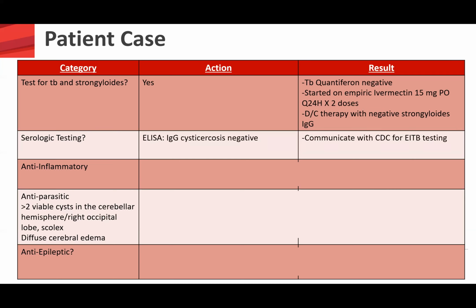Yeah, so ELISA is the one that we do have more easily performed at the hospital, but it has poor sensitivity and specificity. So it's not preferred by the CDC. We actually did the ELISA test for this patient, and the IgG was negative. But then when we communicated with the CDC for EITB testing, that came back positive. In terms of anti-inflammatories, the medical team started prednisone at 1 mg per kg per day, which is an adequate recommendation. Now going into antiparasitics.